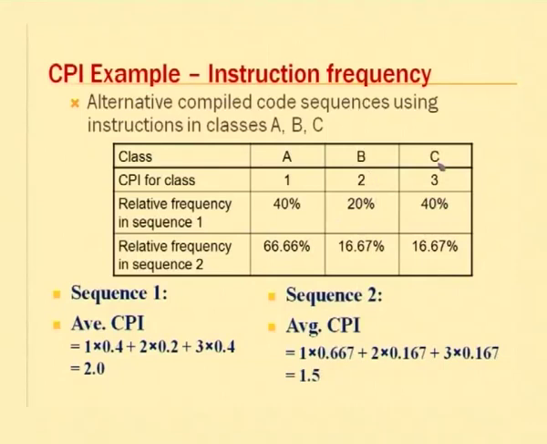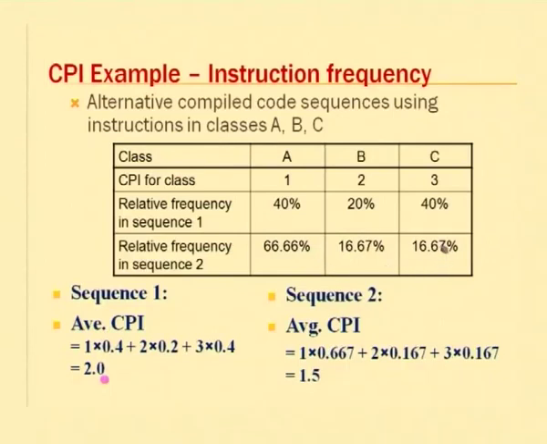Now my average CPI calculation, if I am given the relative frequency, becomes much easier. My average CPI is just calculated as 1 into 0.4, that is 1 into 40%, plus 2, which is the CPI of class B, into 20%, plus 3 into 40%, 3 into 0.4. So, 1 into 0.4 plus 2 into 0.2 plus 3 into 0.4, which is 2.0. The same CPI that we got in the previous case.